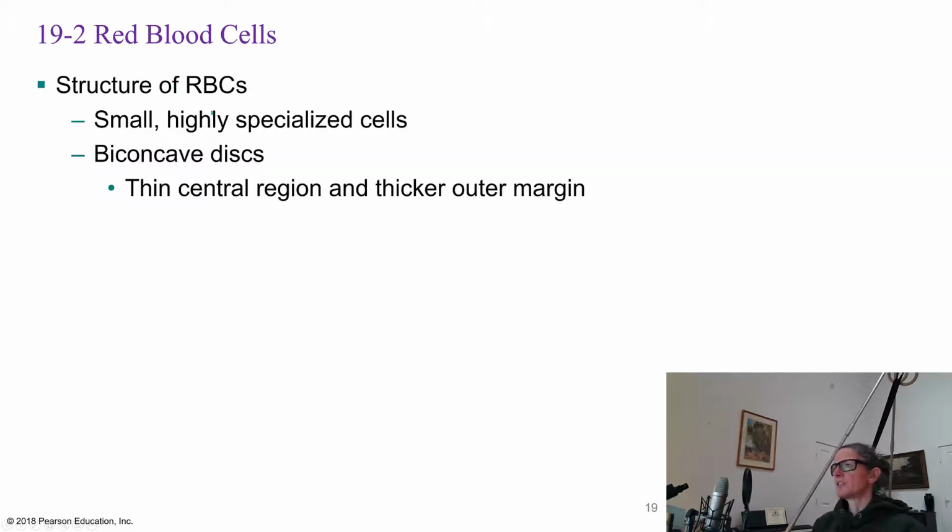When we look at the structure of red blood cells, we see they are, once again, highly specialized for carrying dissolved gases, especially oxygen. And they are these what we call biconcave discs.